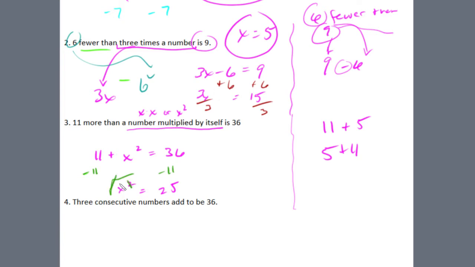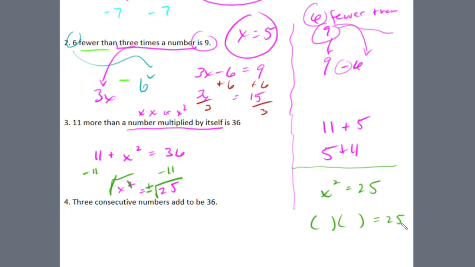Squares and square roots undo each other. But there's a caveat. When you square root the other side, you need to remember a plus or a minus. And I will go into that right now, just briefly. So, if I were looking at x squared equals 25, what this is saying is that some number squared is 25, right? Some number times itself is 25. So think, what number times itself is 25?